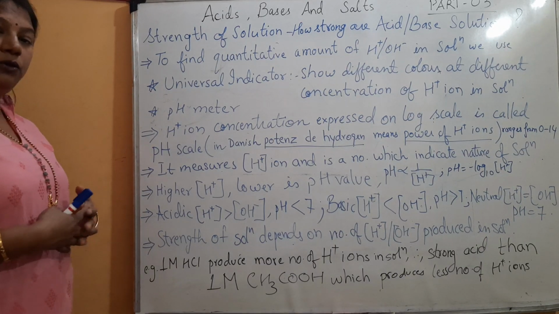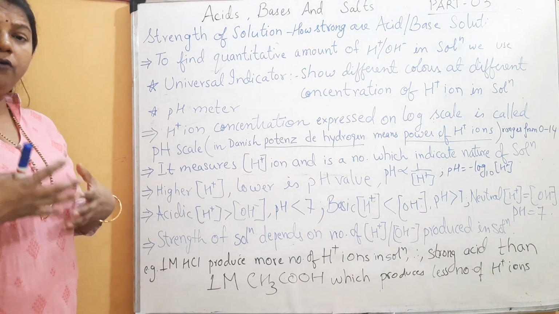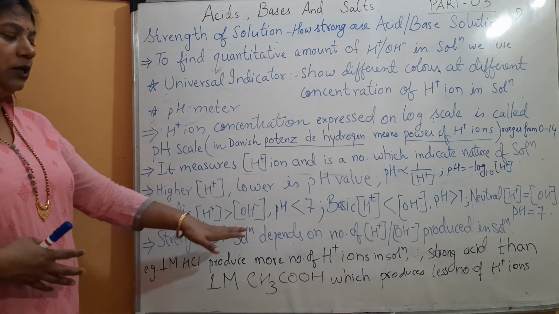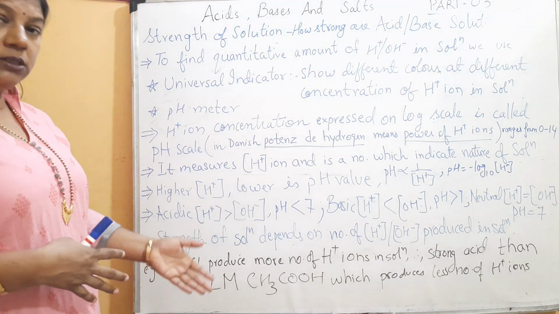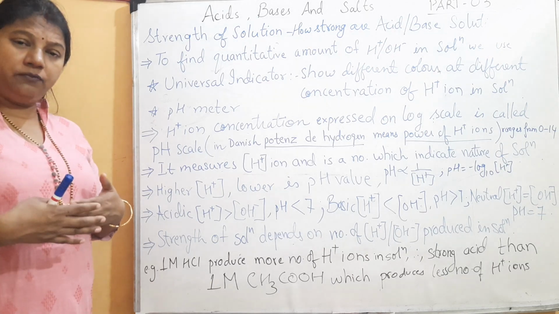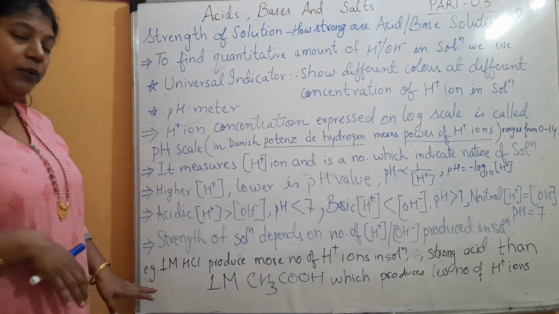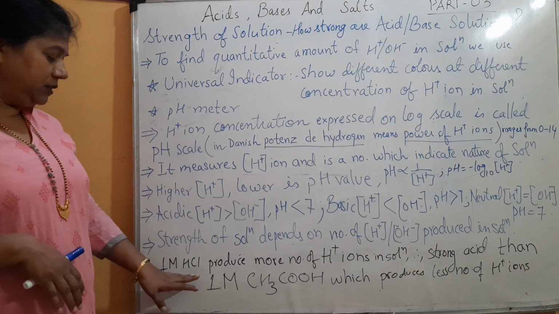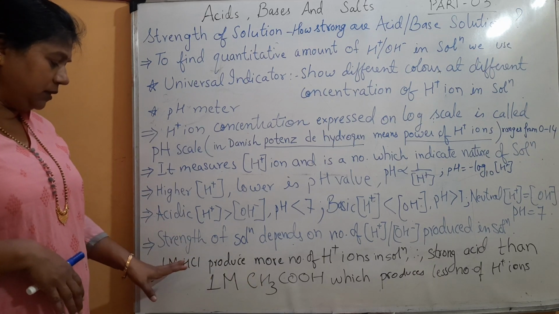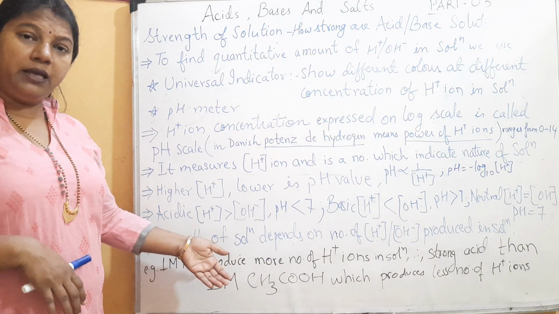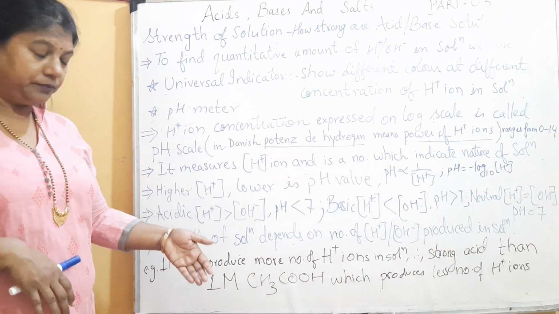Now the strength of the solution depends upon the number of H+ ions. Strength of a solution depends upon the number of H+ or OH- ions produced in solution. The more H+ ions there are in the solution, the stronger the substance will be. For example, if I have taken 1 molar HCl and 1 molar acetic acid, which one will be considered the strong acid? The one which produces more H+ ions in water. That means the one which undergoes complete ionization.